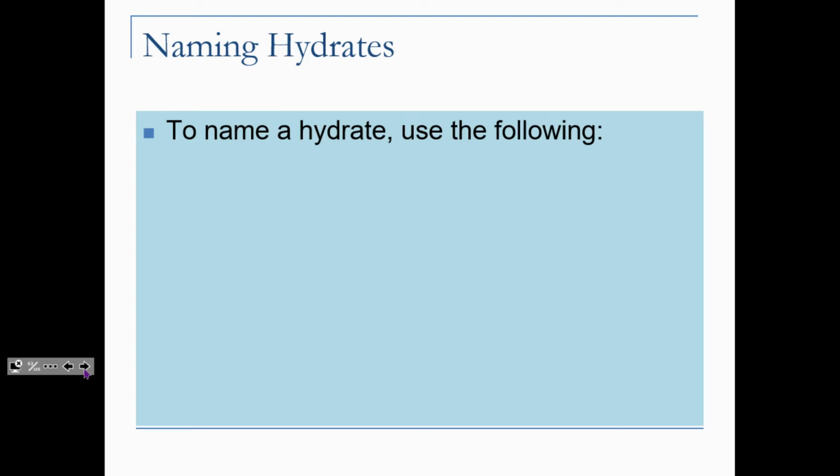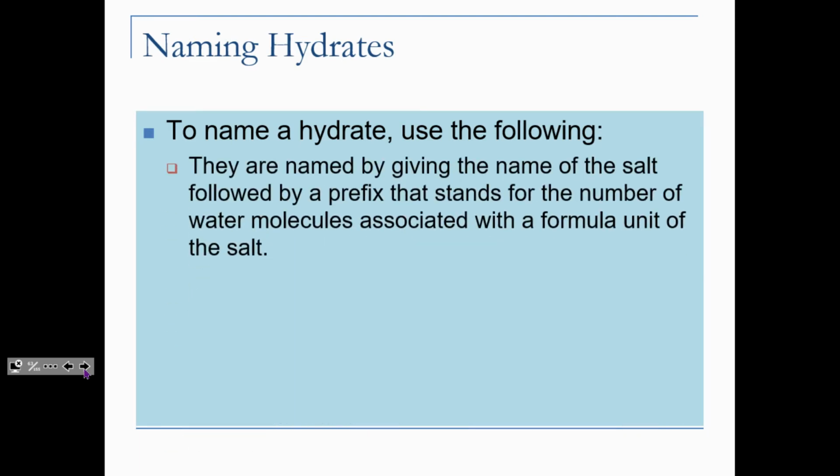So now we're going to look at naming hydrates. To name a hydrate, we use the following. They are named by giving the name of the salt, followed by a prefix that stands for the number of water molecules associated with one formula unit of the salt. So first thing you've got to remember is how to name the salt. So I may point you to your ion chart if you need help naming ionic compounds.